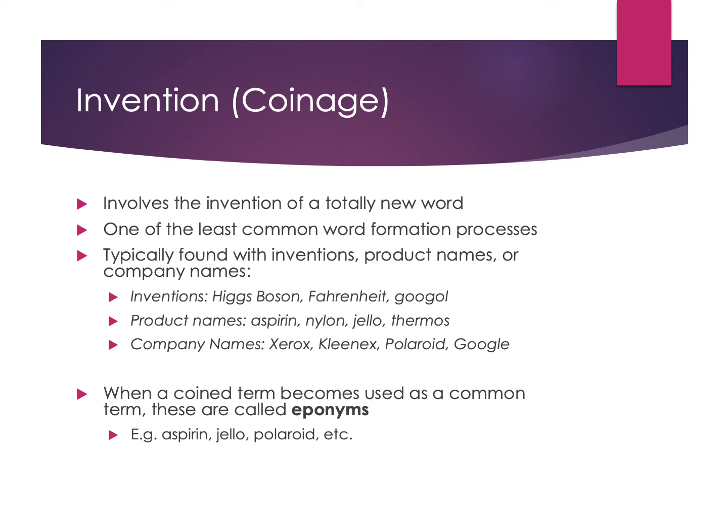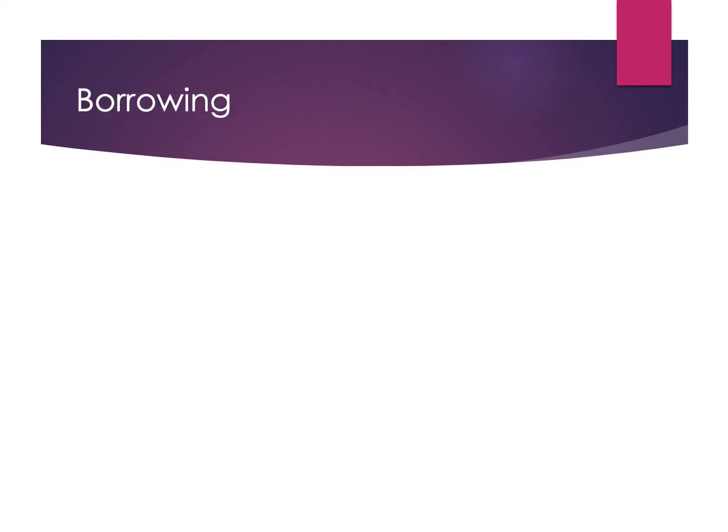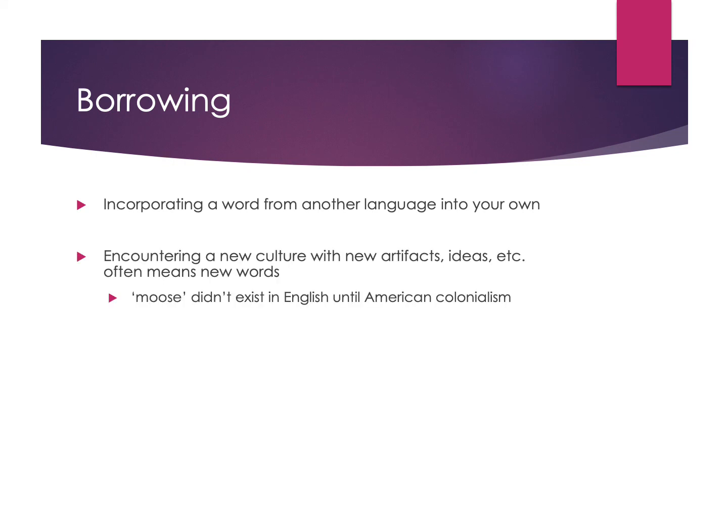And another very common one that we have is that we like to borrow things into languages sometimes. And different languages have different sort of influences of other languages in terms of how much borrowing they enjoy doing. So if we're incorporating a word from another language into our own, this would be an example of borrowing. And we do this because if we encounter something else, a different culture that has new artifacts, new ideas, it means new words. So this is often things like animals or different types of food.